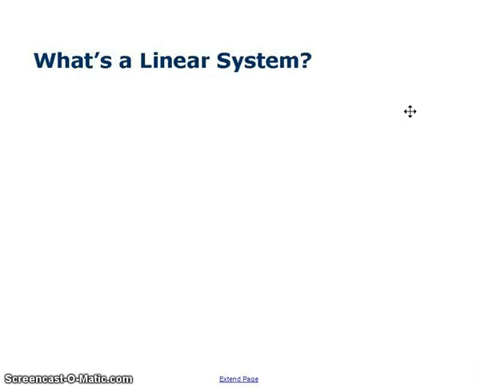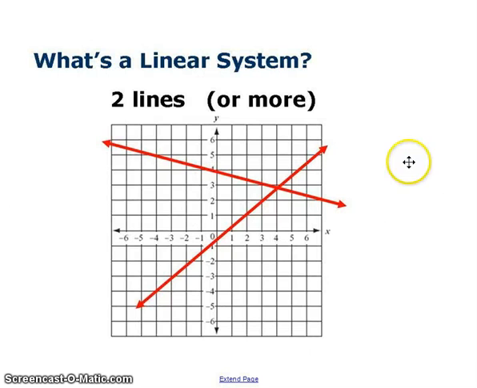Okay, so what is a linear system then? A linear system is simply two lines or more. That's what a linear system is. Once you have two lines, what we're going to be focusing a lot of our attention on is finding the place where those two lines cross.